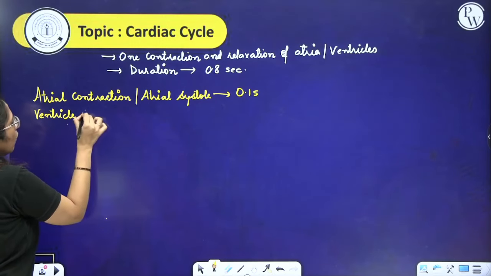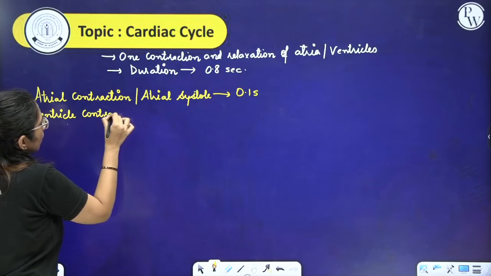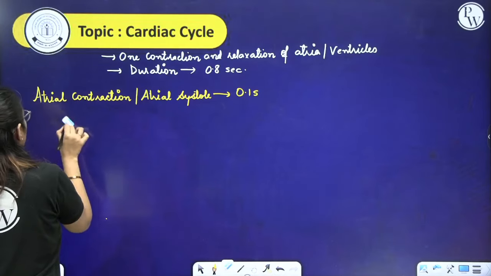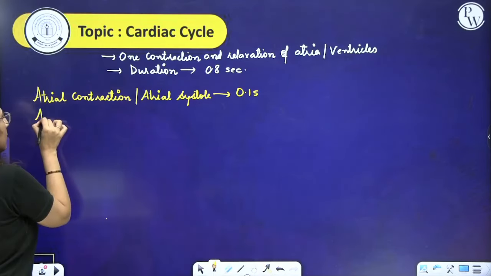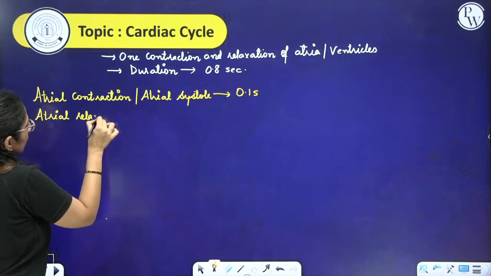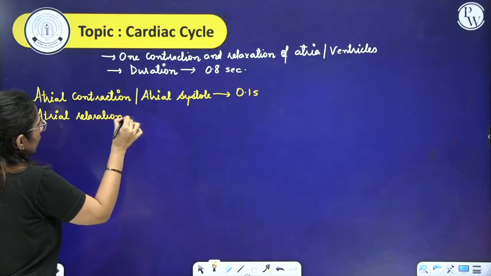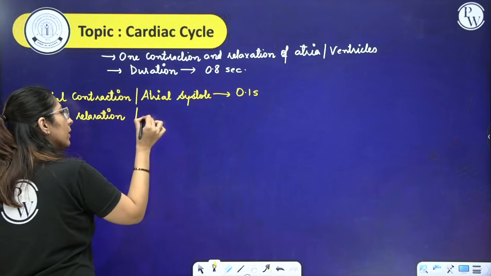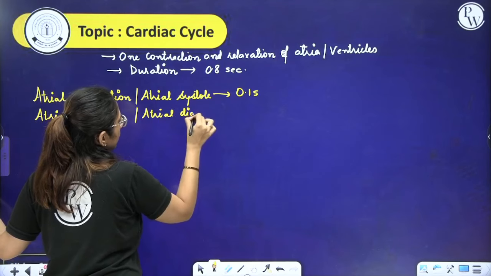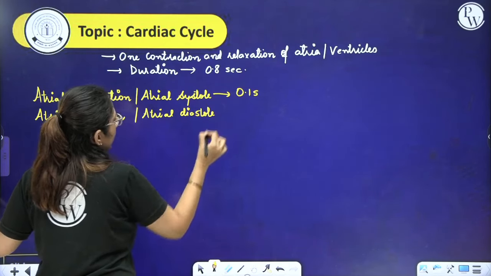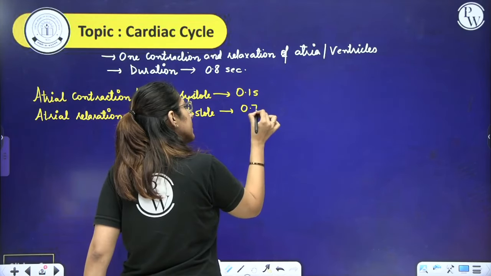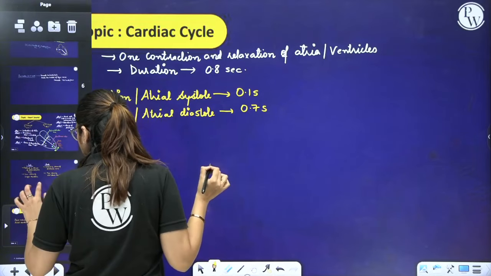Now, next one we are having is atrial relaxation, or atrial diastole. Atrial diastole. This is 0.7 second. Let's look at this diagram and let's understand.